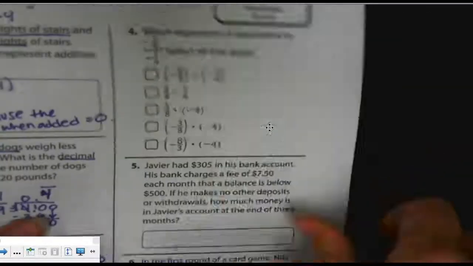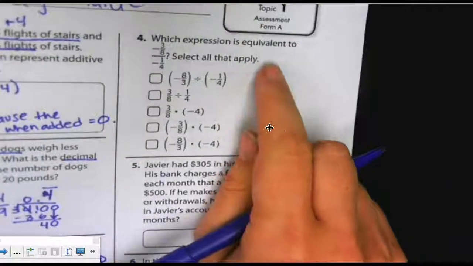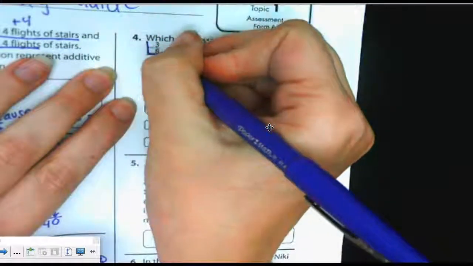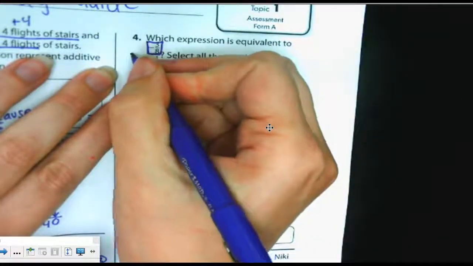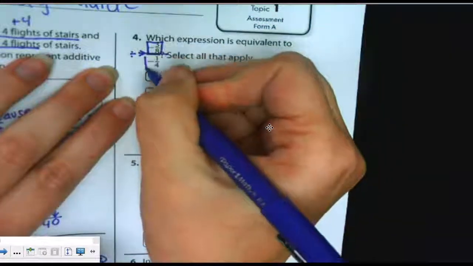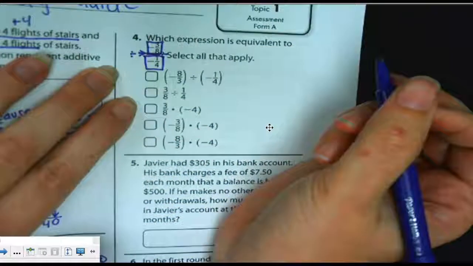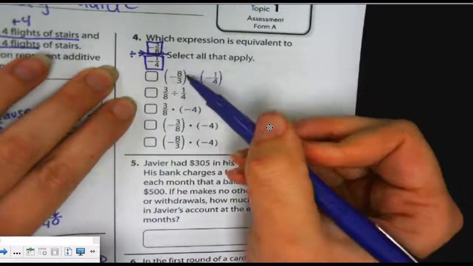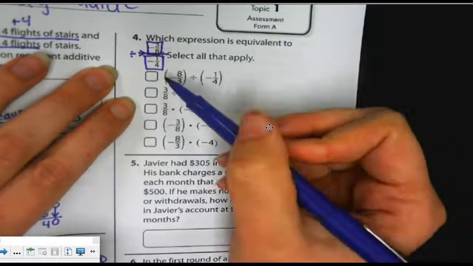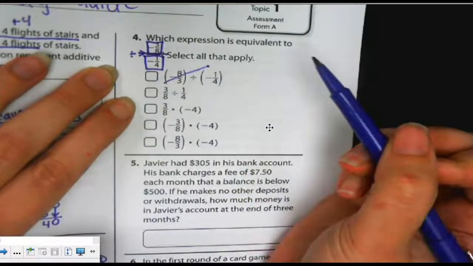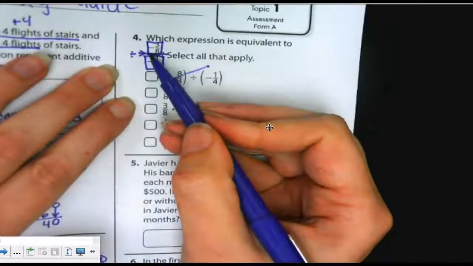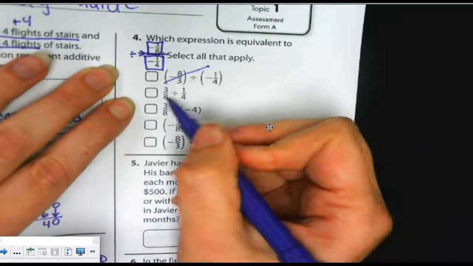For number 4, it says, which expression is equivalent to negative 3/8 divided by negative 1/4? Again, this means negative 3/8 divided by negative 1/4. Remember, fractions are division problems. So as you see, this is negative 8/3 divided by negative 1/4. So that's not right because it actually flipped this fraction, so that's wrong. This is 3/8 divided by 1/4, but here I have a negative and a negative, so that's not correct.